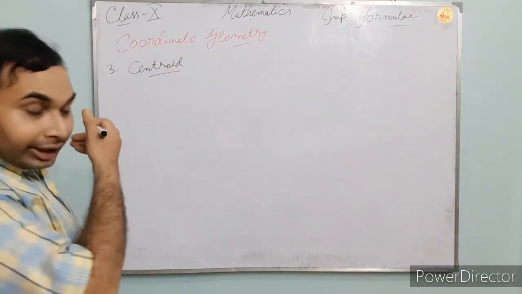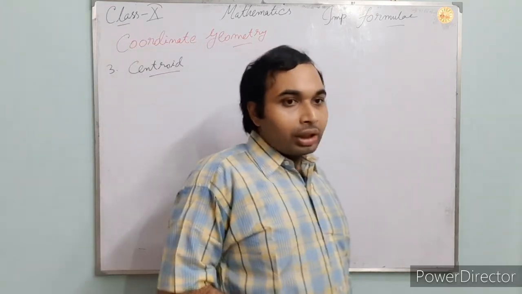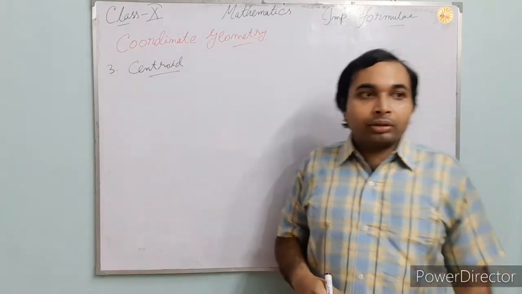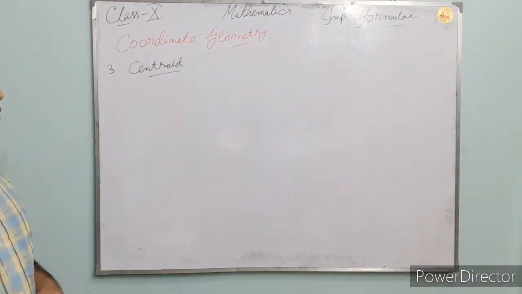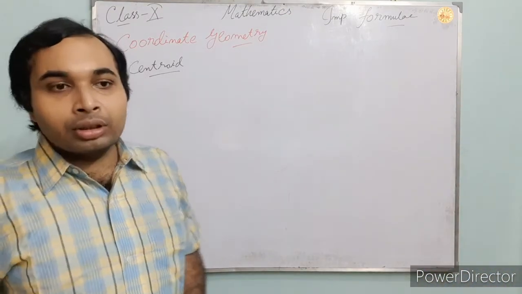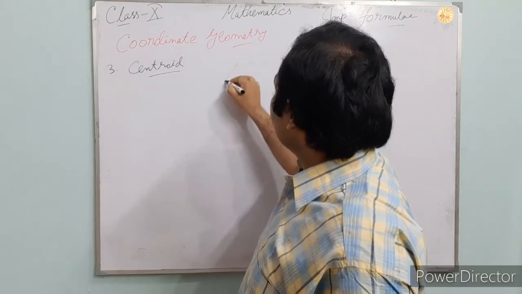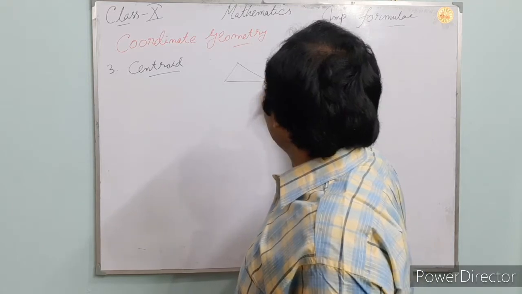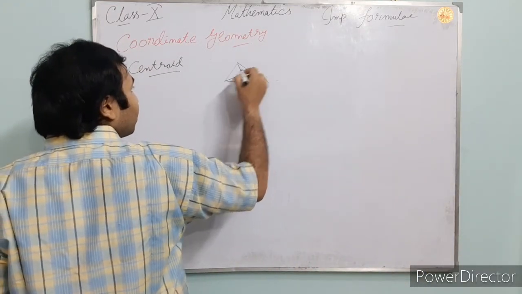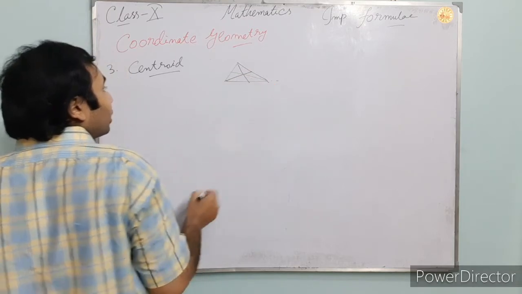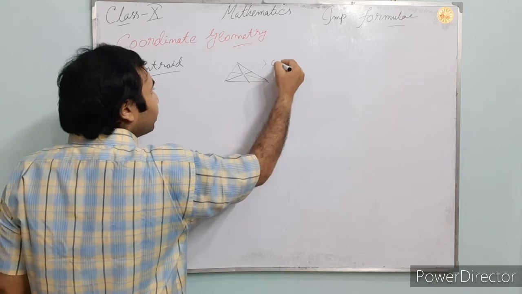Centroid of a triangle. Centroid means the point where the three medians intersect. I am drawing here. If this is a triangle, then those are the medians and this is the centroid.